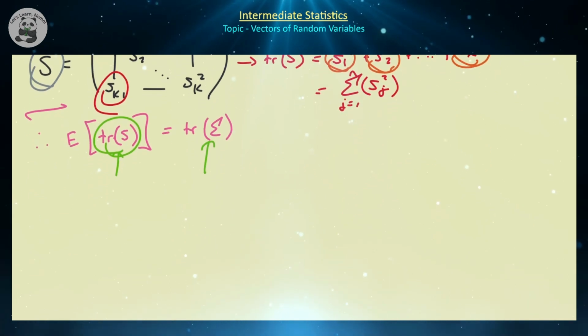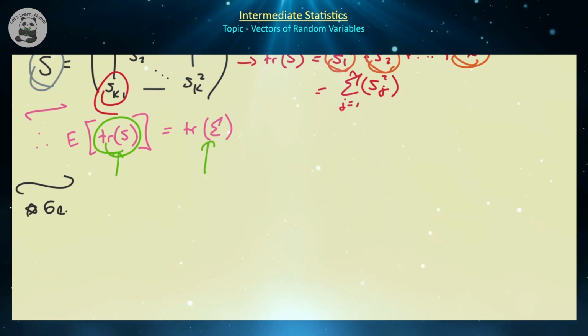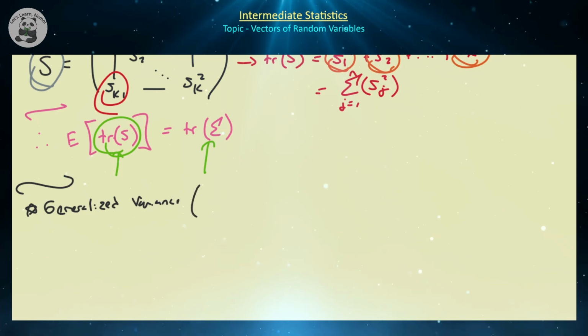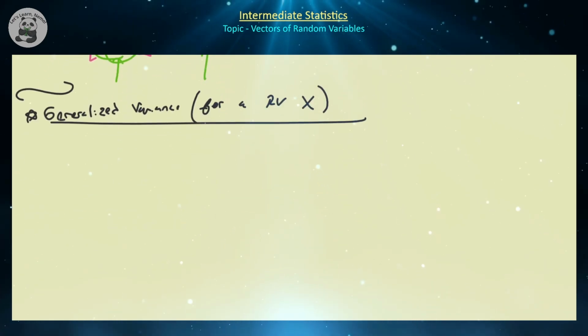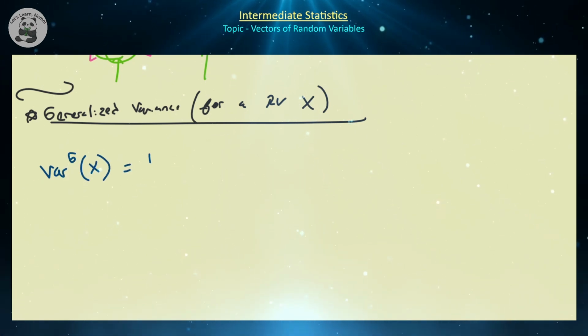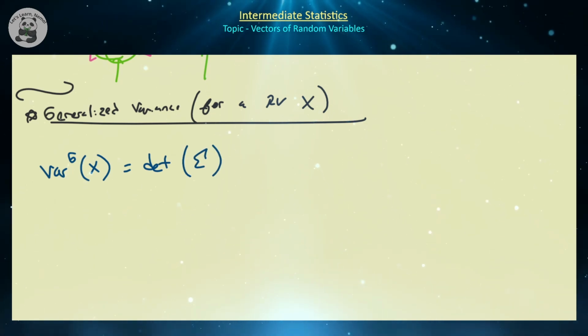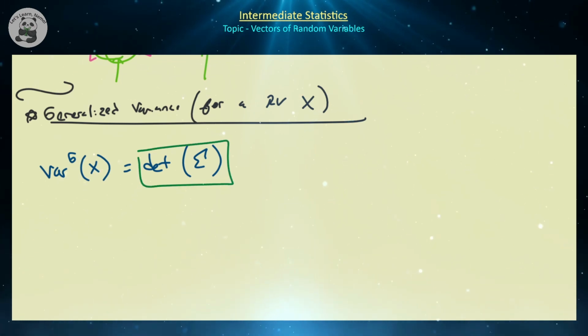So the generalized variance sort of picks up where the total variance leaves off. So this is called the generalized variance for a random vector x, and this is going to be equal to the following. The generalized variance of a random vector x is going to be equal to the determinant of the variance-covariance matrix. And one can say, well, obviously that's going to be a parameter.